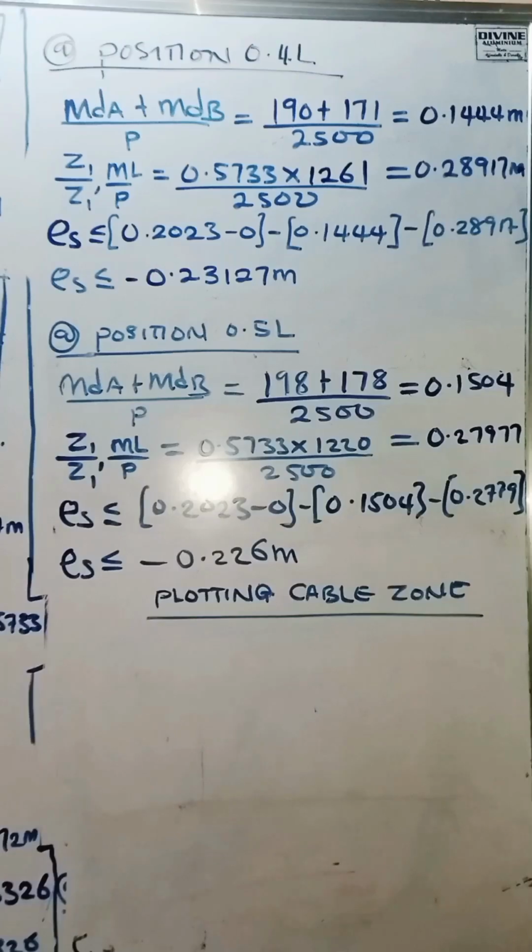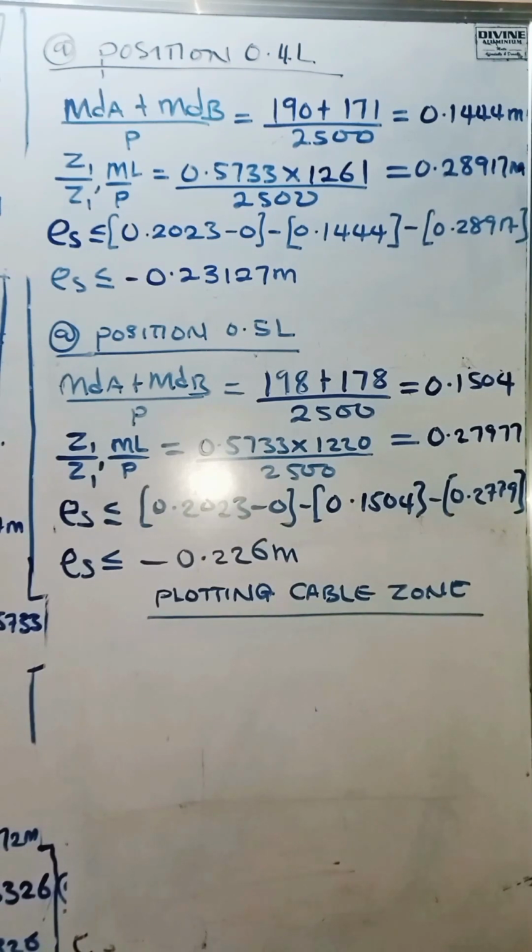zone. Okay, at position 0.4 L, we're going to have the cable eccentricity e_s to be less than minus 0.23127. All right, now at position 0.5 L also, we're going to work out the cable eccentricity. We'll have it as less than or equal to minus 0.226 meters. Okay, so having derived all these cable eccentricities, the next is to plot the cable zone based on the data which we have obtained from this calculation.